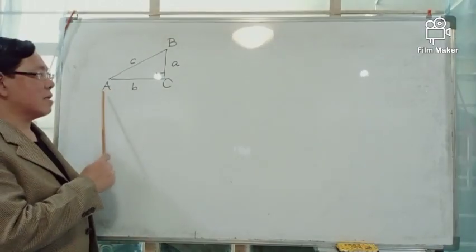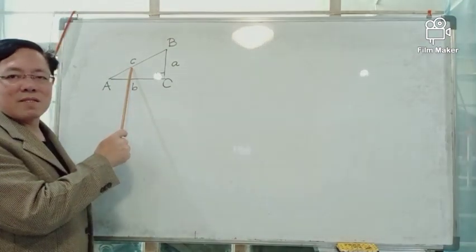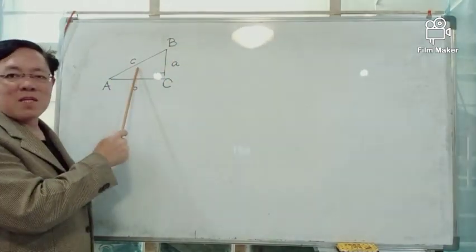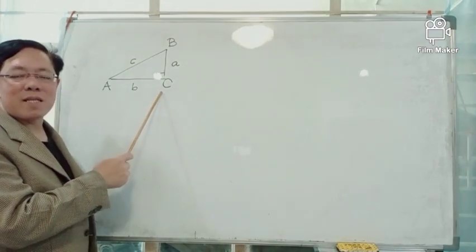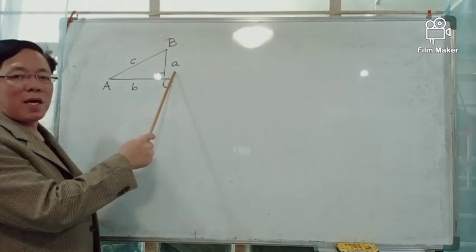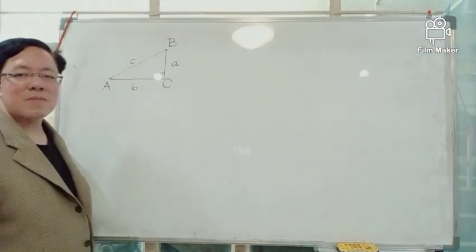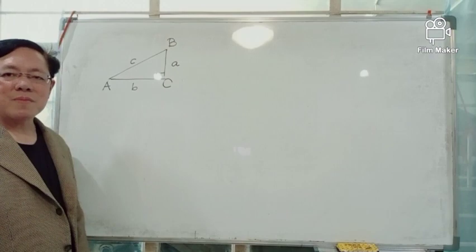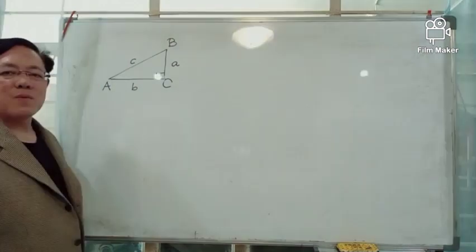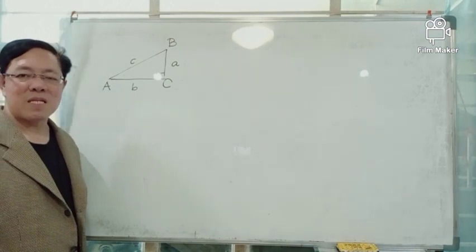For this right triangle ACB, the hypotenuse is small c, the side through the vertices A and B. The hypotenuse is the side opposite the right angle C. And the 2 other sides of this right triangle, denoted by small a and small b, are called the legs of this right triangle. Now, with reference to an acute angle of this right triangle, we further identify the sides.